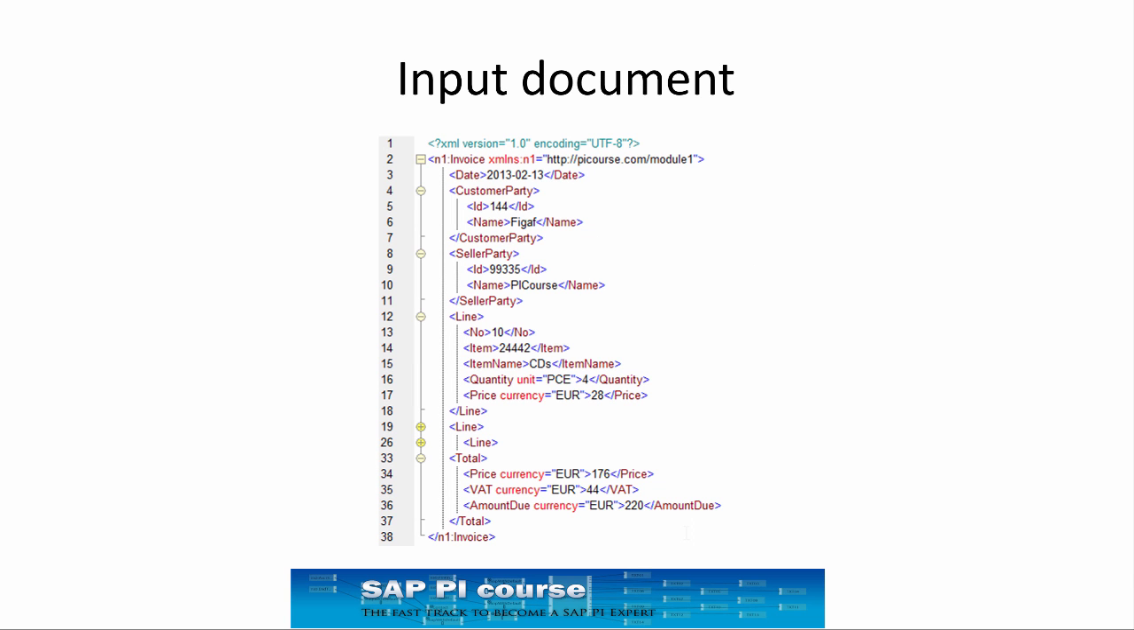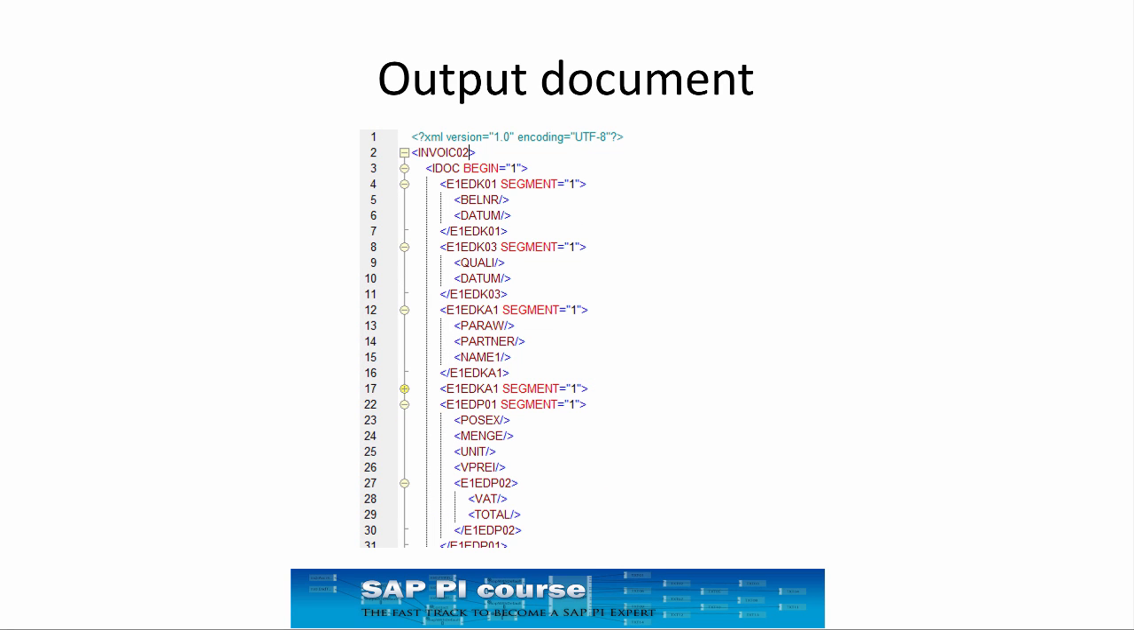So this is our input document. It's in PI course module 1. It has a date, some parties information, some lines, and then a total amount. So this is what we have, and we want to have an output document filled like this, where we've put in content into it.